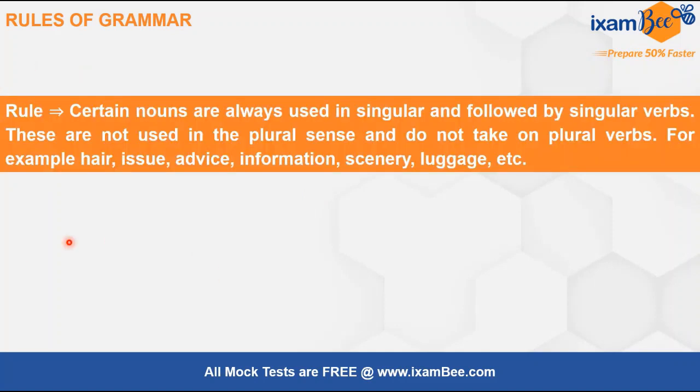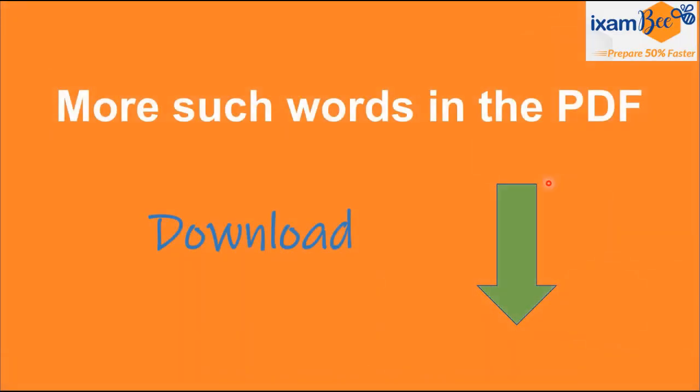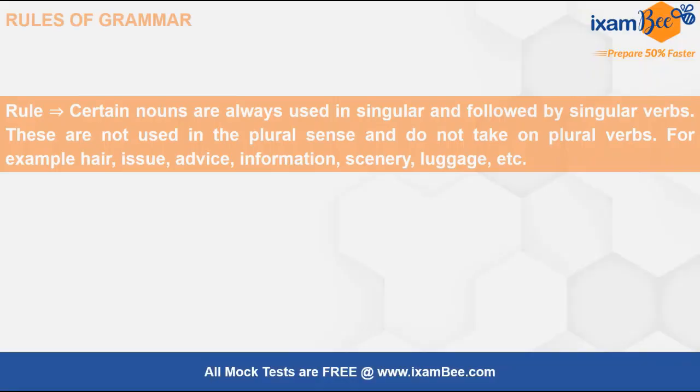Now, the next rule says, certain nouns are always used in singular and followed by singular verbs. They are not used in the plural sense and do not take on plural verbs. These are always singular. Example: hair, issue, advice, information, scenery, luggage, etc. Now you can download more such words from the PDF. It has been given in the description box. Alright. Now this was the rule that we were talking about. Now let's see an example.